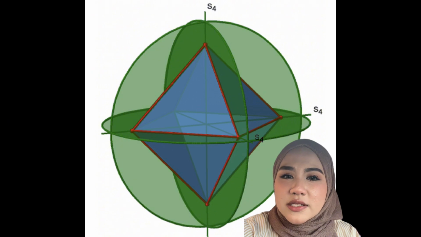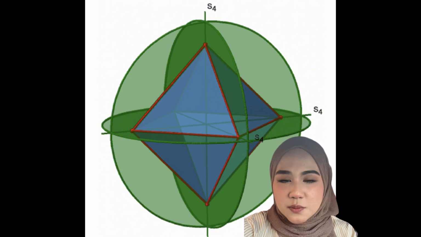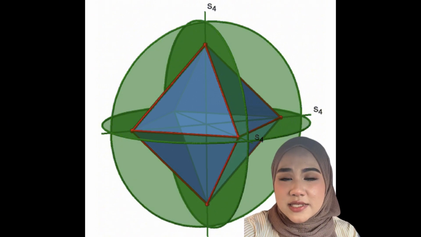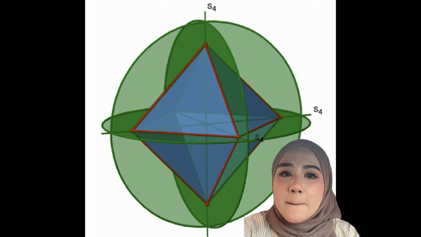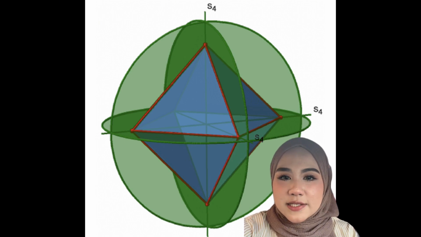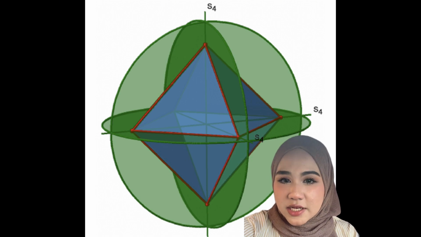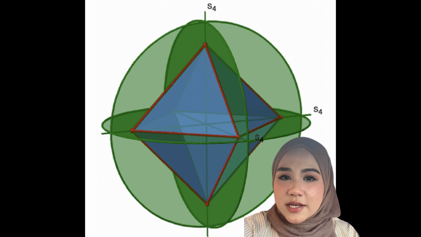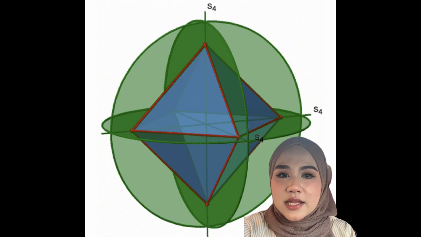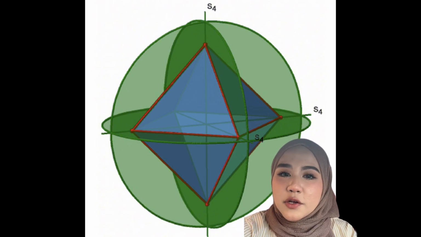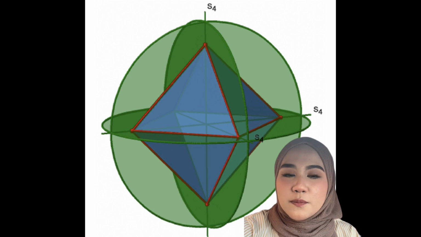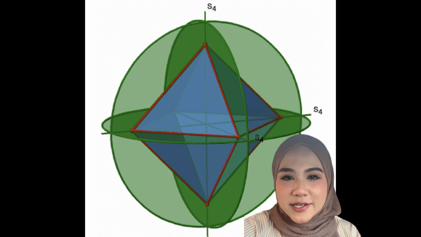There are overall 3 S4 improper axes because the octahedron has 6 vertices and one S4 passes through 2 vertices. And lastly, the octahedron has inversion. Each point in the octahedron can be moved through the inversion center to the other side, and the produced octahedron will superimpose the original one.